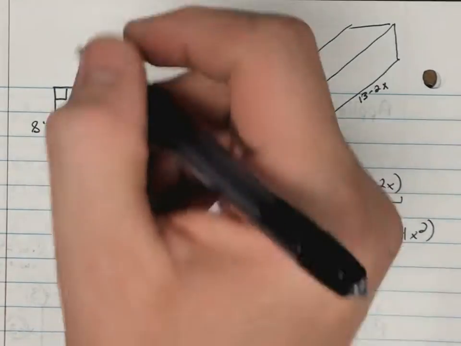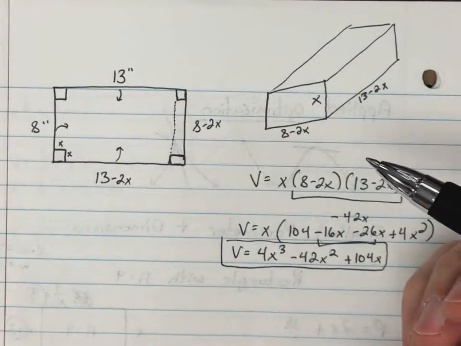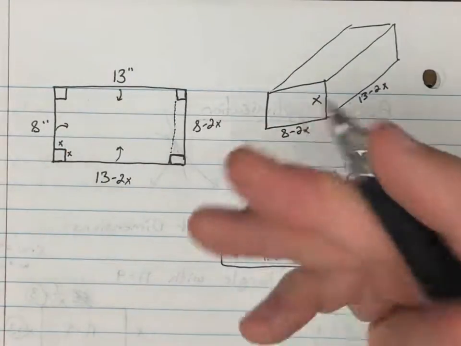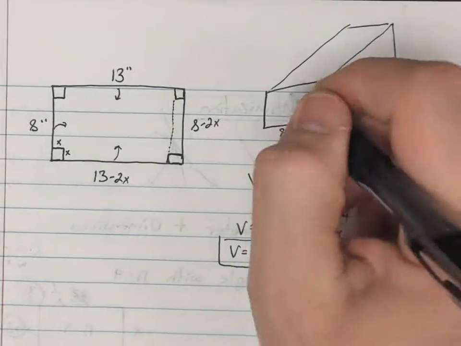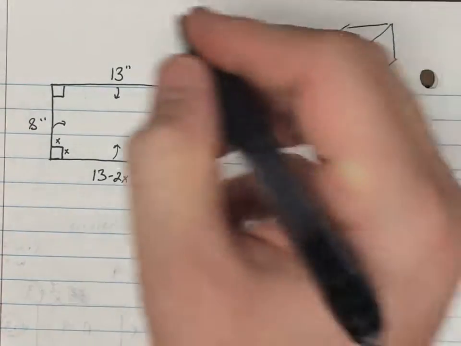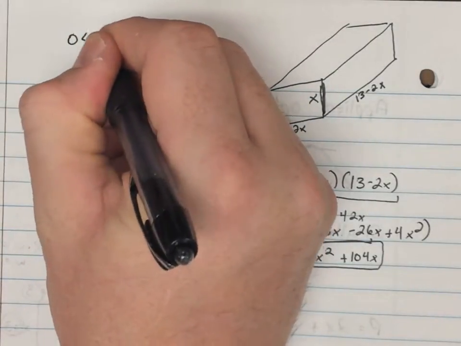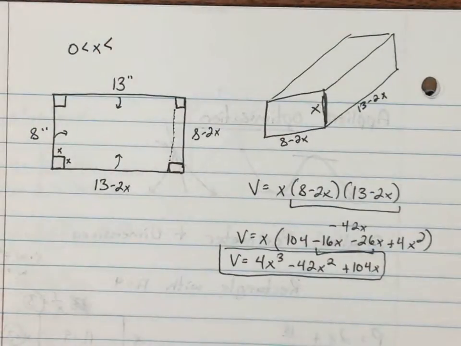Something else I forgot to do is I need to define my domain restrictions. What are some values that x could be, and what can x not be? Let's point out that obviously x can't be negative, because how in the world can you have a negative height? X can't be 0. You can't have a 0 height. So let's say that x must be positive, or has to be greater than 0, and has to be less than.